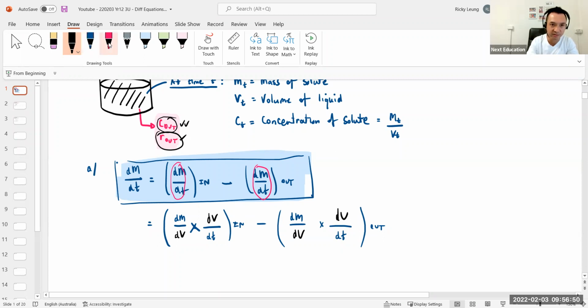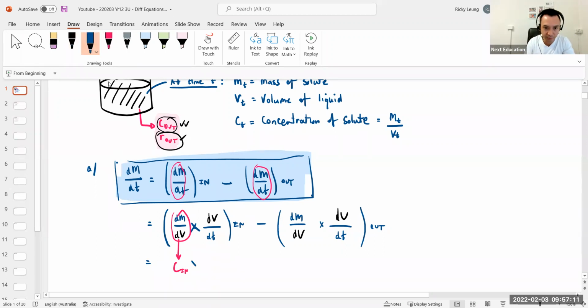What you're going to find is that this guy, what is that? That's a change in mass of the solute with respect to the volume. At any instantaneous point, this guy is your concentration, because that's like mass over volume. This guy is the concentration of in.